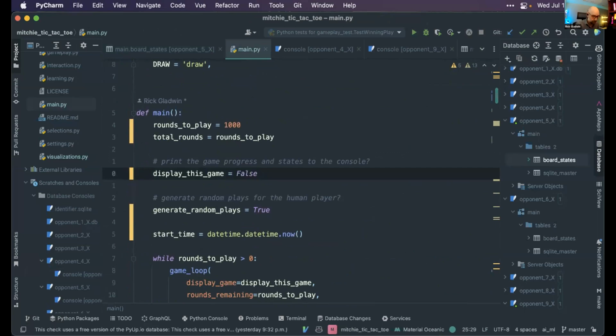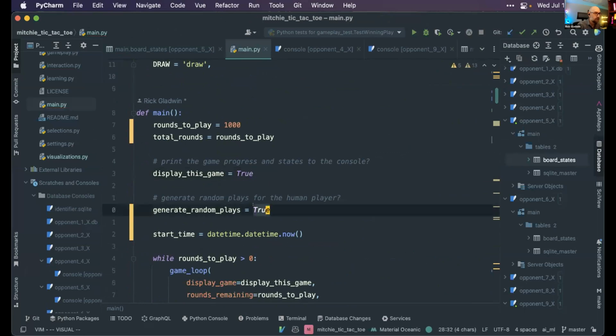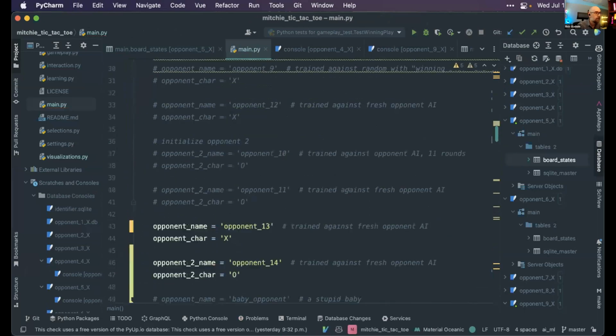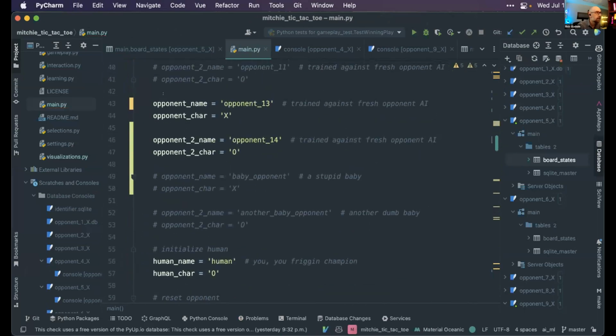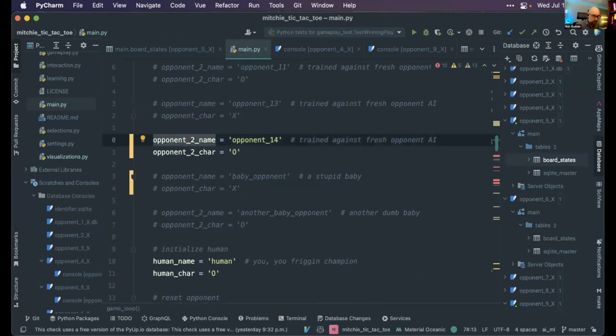Come on now. Here we go. I'm going to make that true, so we are going to display it on the screen. We're not going to generate random plays. I'm going to say false. So we're going to be playing as a human. And as we play, I'm going to turn these guys off. These are other machine opponents.